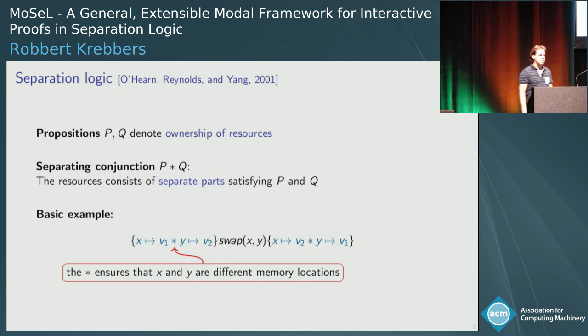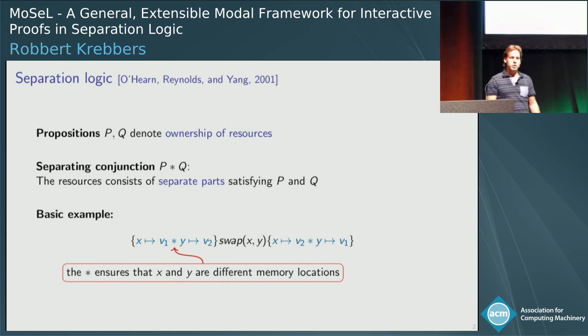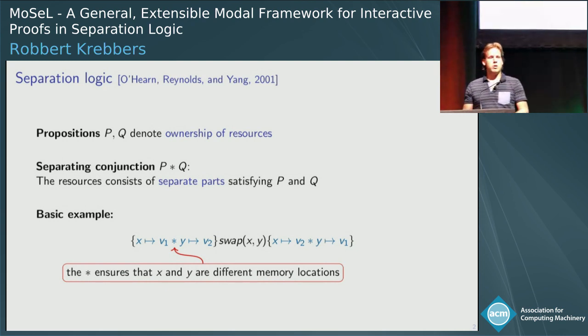A key difference between separation logic and ordinary logic is that propositions denote ownership of resources. That becomes most evident in the separating conjunction operator of separation logic, which is a bit like ordinary conjunction, but not entirely. Apart from saying that both P and Q hold, it states that P and Q should hold for separate resources. This becomes evident in a Hoare triple like this one, for the swap function, which takes two memory locations and then swaps their content.